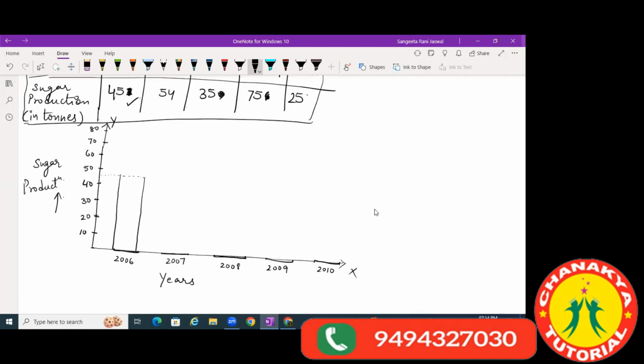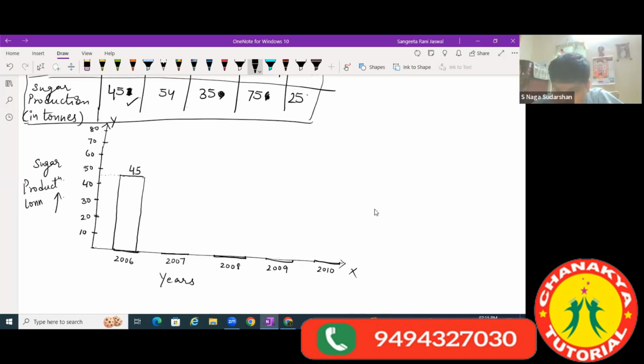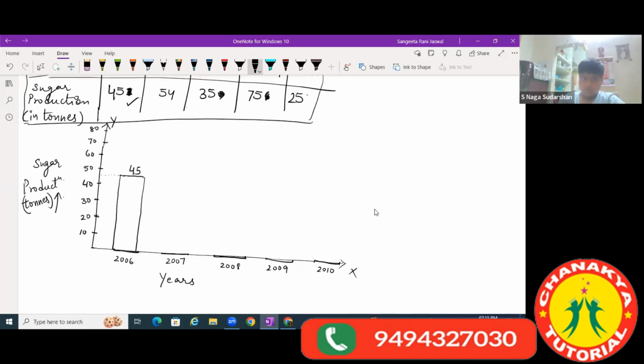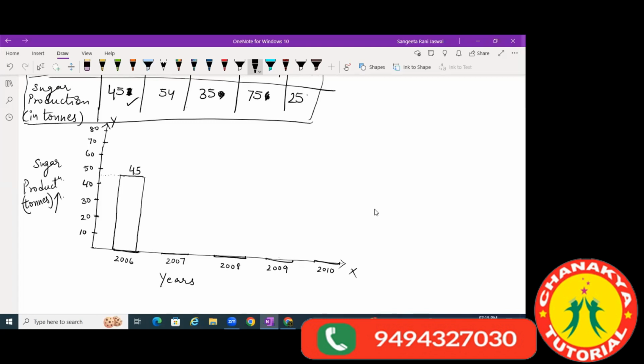Right, children? So this is the bar. That means in 2006, the sugar production was 45 tons. Are you understanding? Sugar production was given in tons, no? So in 2006, the sugar production is 45 tons. Similarly, now let's see in 2007, the sugar production is 54 tons.